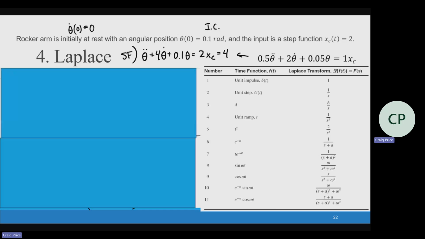Any questions you having right now? Well, sort of. The problem said it's initially at rest, which means velocity is 0. Yeah. We're not guessing. Any other questions?